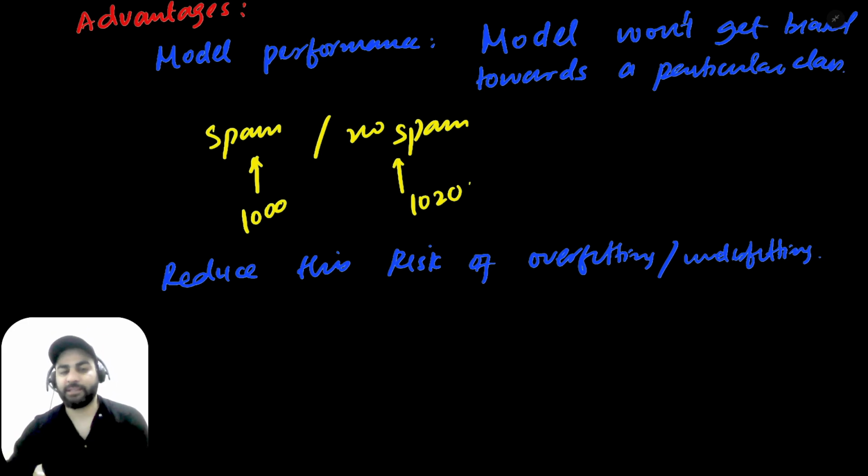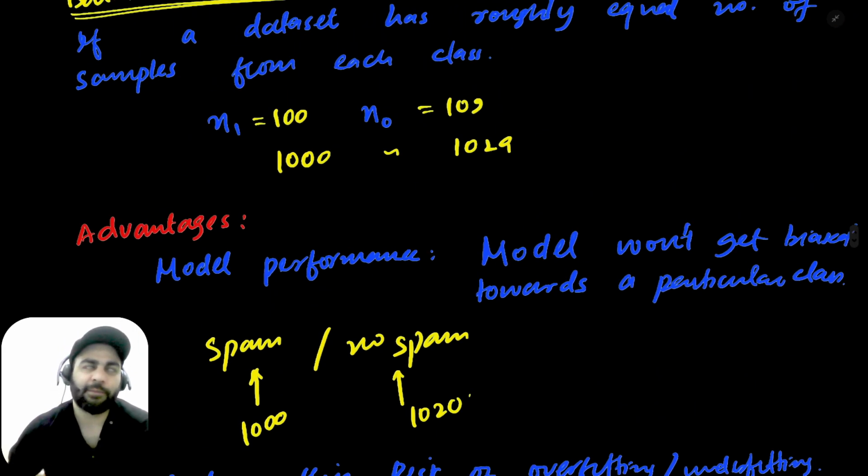This is a simple advantage. If there is a balanced data set, the model won't get biased. Because of not getting biased, it will not overfit or underfit. It will try to be a good model because it has seen enough data from all the classes. If you see it in two classes, it has seen enough data from both the classes.